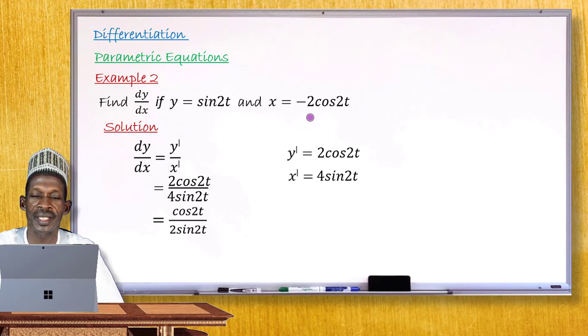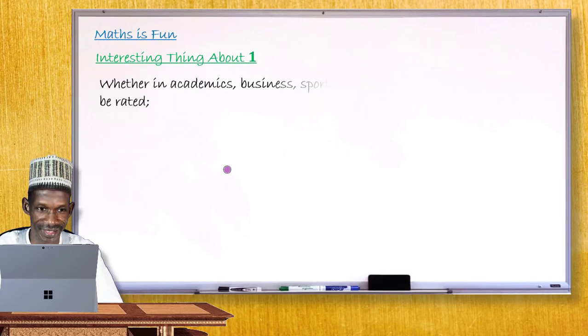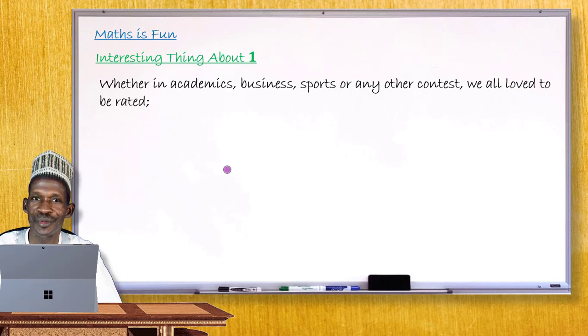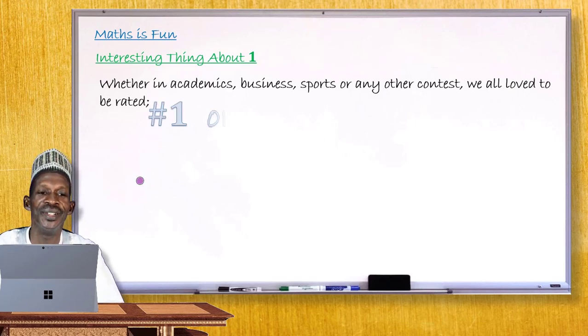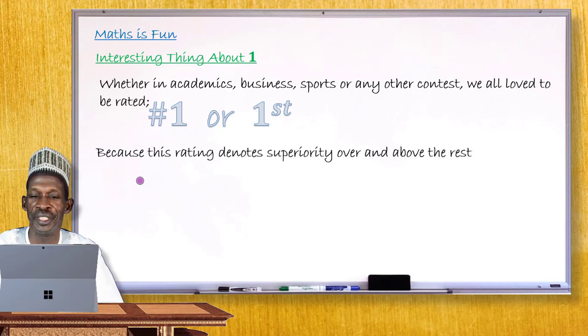And let me just move to the last segment, Maths is Fun, and tell you why this number 1 is loved by all. The interesting thing about this number 1 is that whether it is in academics, in business, in sports or any other type of contest, people love to be rated or ranked as number 1 or first. So 1 is loved by all. And this rating simply denotes that somebody who is rated number 1 or first is superior to others. So what is the number loved by all?